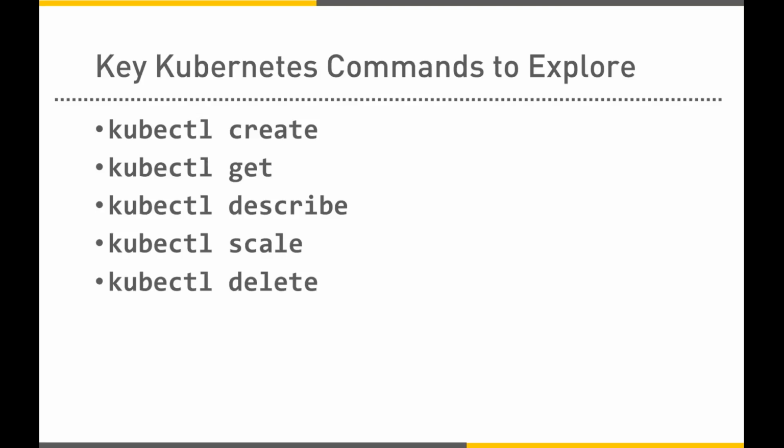kubectl scale, as we have seen, is meant for scaling a class of objects like replica set, replication controller, deployment, and so on. It cannot be used with everything. And finally, to clean up resources, you will use kubectl delete. So kubectl delete takes the object name or the file and deletes everything that is declared in that file. So those are the key Kubernetes commands to explore.